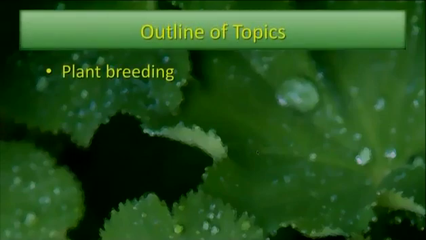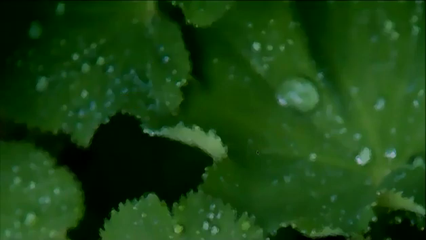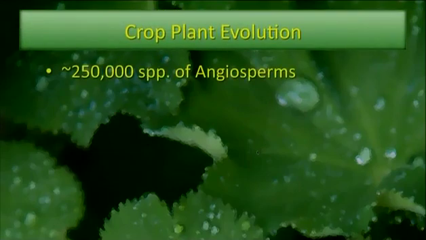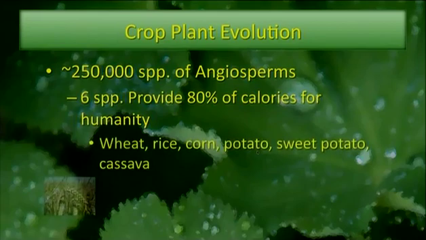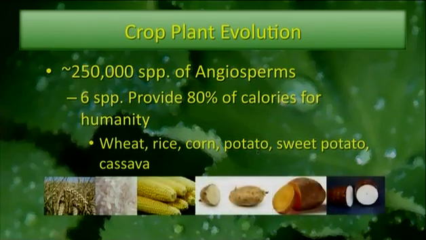So the outline of topics: we're going to do plant breeding and plant propagation. For one thing, crop plant evolution. There are approximately 250,000 species of angiosperms. There are only 6 species that provide 80% of the calories for humanity, that we get most of our calories from worldwide. These include wheat, rice, corn, potato, sweet potato, and cassava.